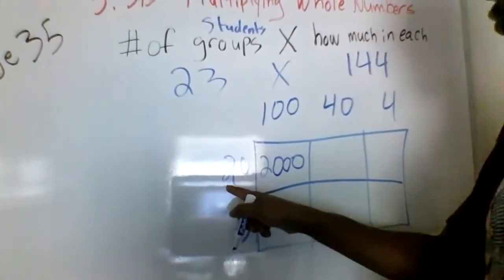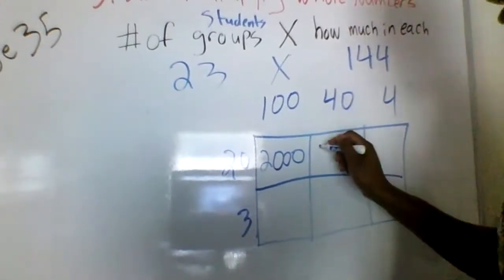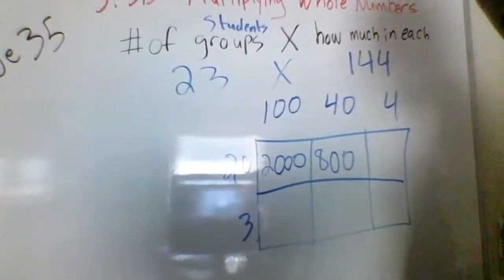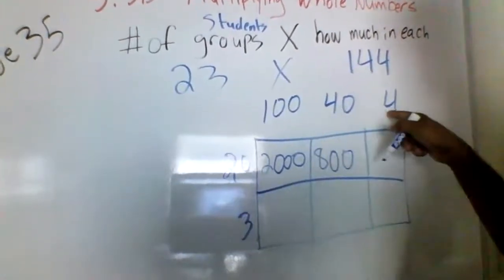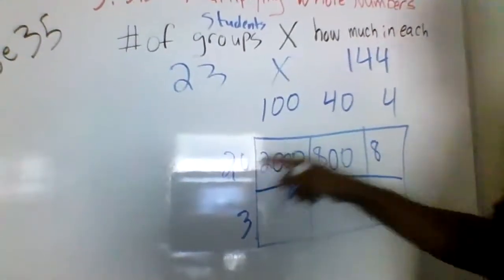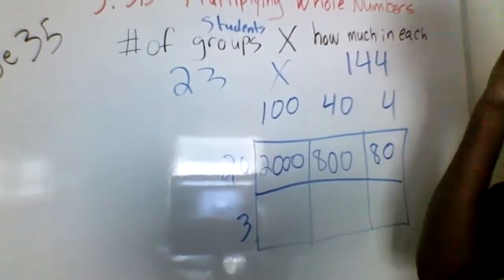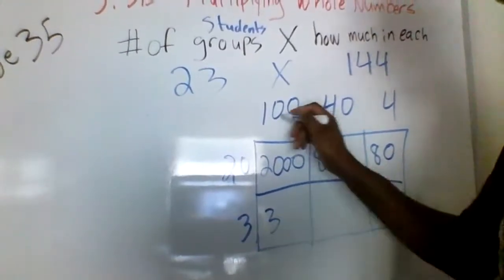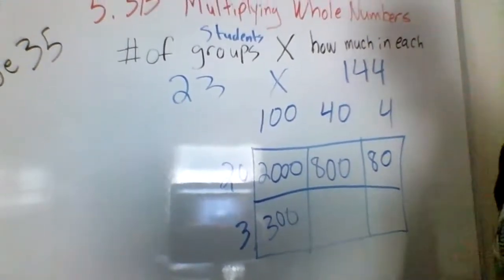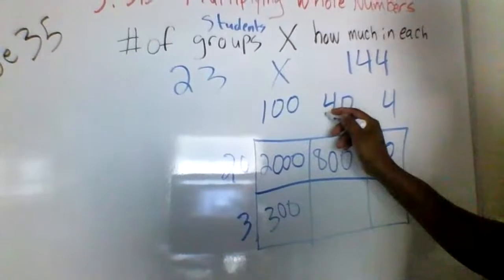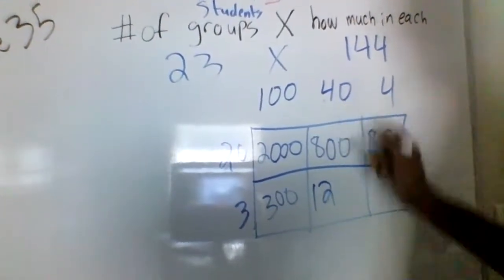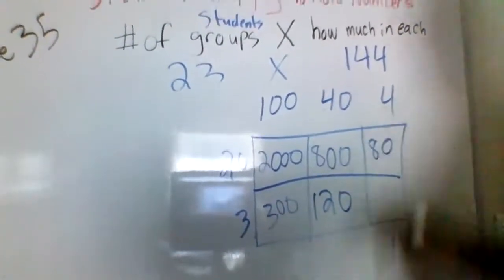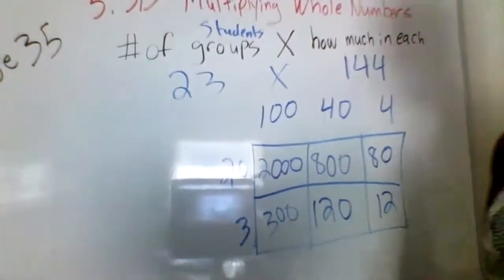All right. So 20 times 40. 2 times 4 is 8. Then I have 1, 2 zeros. So that's 800. 2 times 4 is 8 again, but I have 1 zero. So that's 80. Now, 3 times 100, you know, 3 times 1 is 3, and that's 2 zeros. So that's 300. 3 times 4 is 12 with 1 zero. That's 120. 3 times 4 is just 12 by itself.